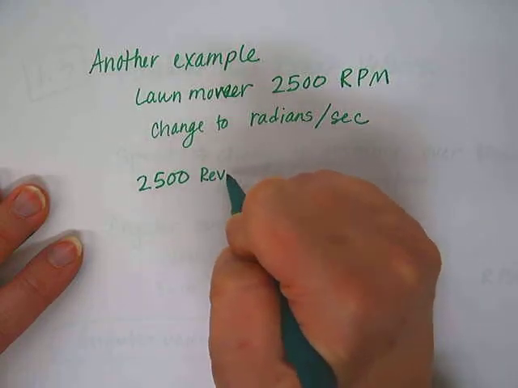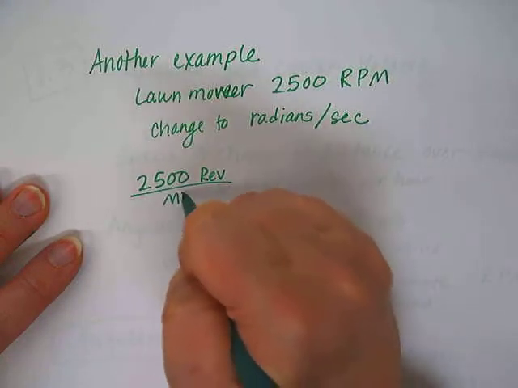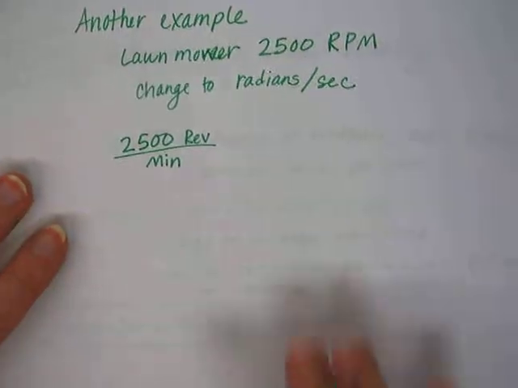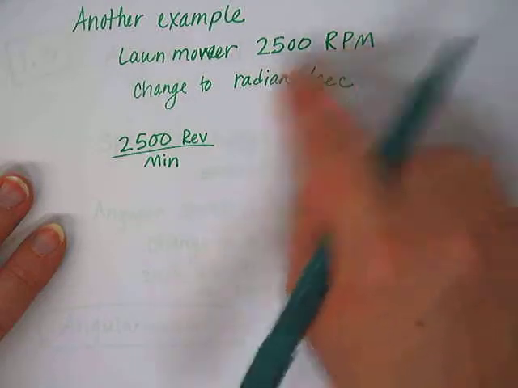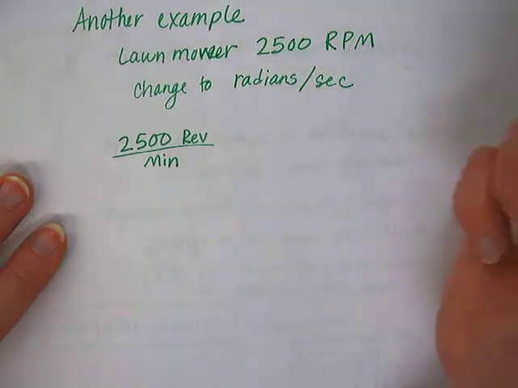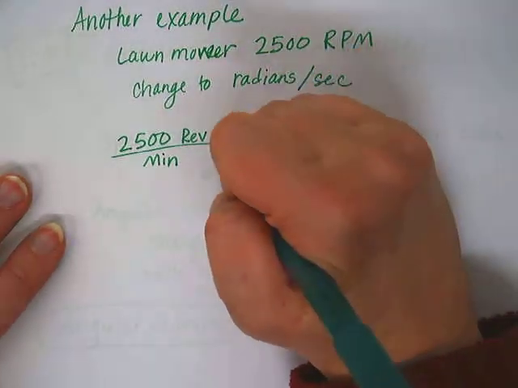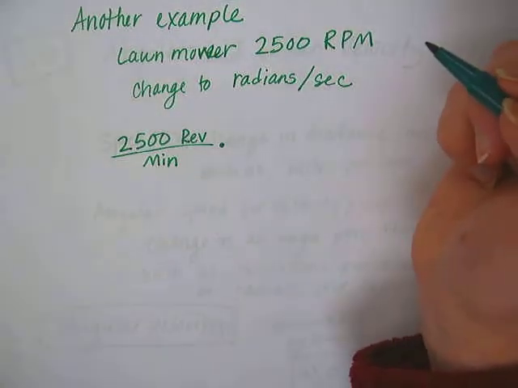2,500 revolutions per minute. Be really careful with where you're putting your different units. So instead of writing it RPM, revolutions per minute, I'm writing revolutions on the top and minutes on the bottom. Now I want to change revolutions to radians.